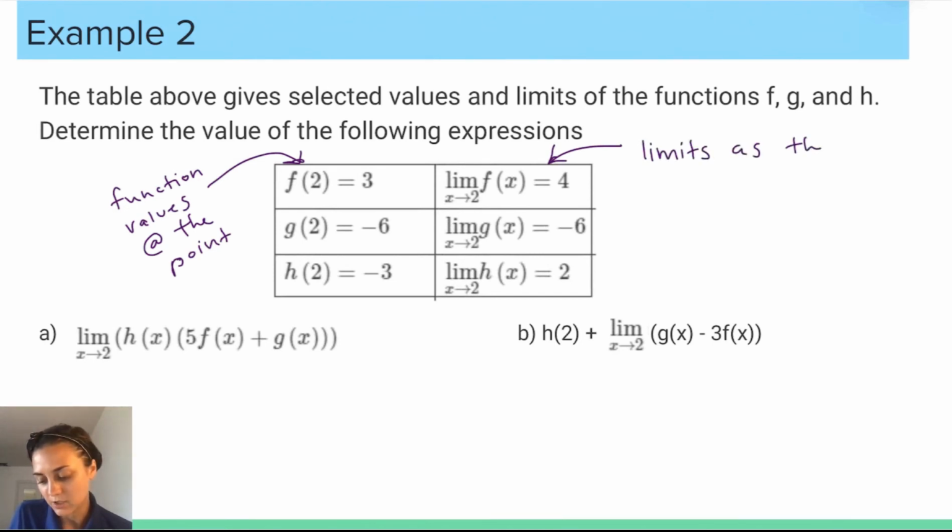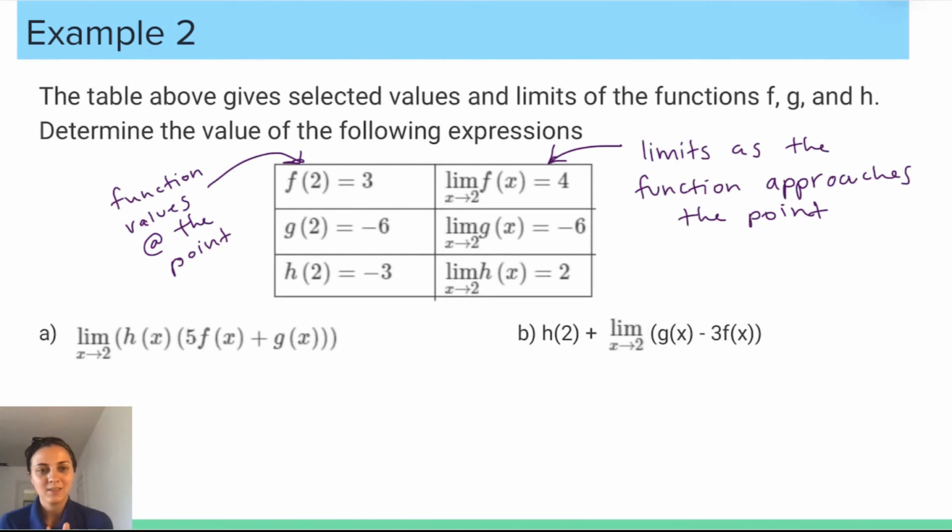So function values are always what's happening exactly at the point, and then these are the limits as the function approaches the point. So I just want to continue to clarify the difference. The function value is what's happening exactly at the point. The limit is what's happening as you get close to the point. Anyway, so we can apply these same rules.